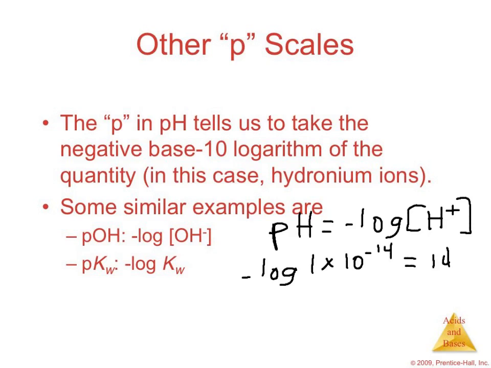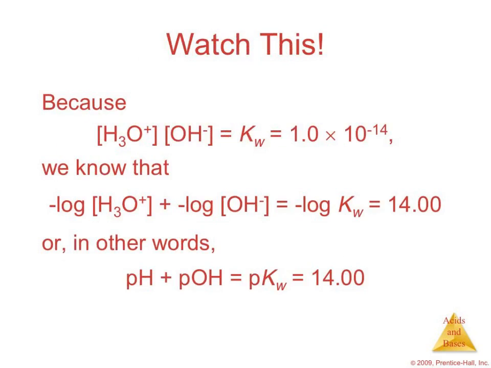That's just going to equal 14. Alright? So the nice thing here, I don't know if they have it on here or not. Oh yeah, they do. Okay. So H3O plus times OH minus equals Kw, which equals 1 times 10 to the negative 14th.